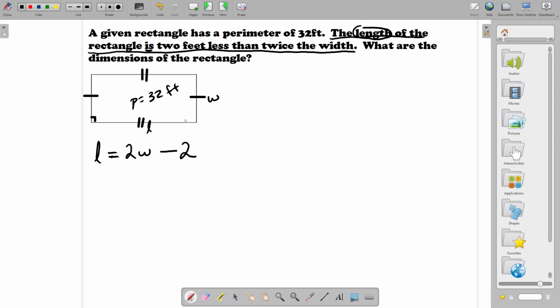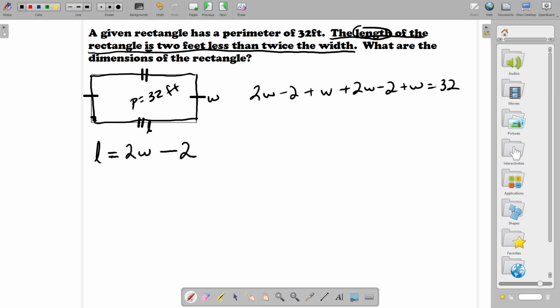Perimeter means add up the lengths of the sides. So if I take this length, which is 2W minus 2, and I add this width, which is W, then we're going to add this side, which is 2W minus 2. And we'll add this side, which is another W. And that adds up to 32 feet.